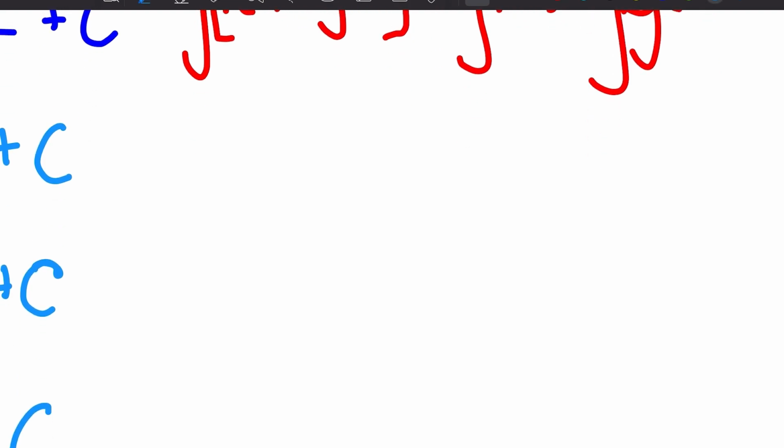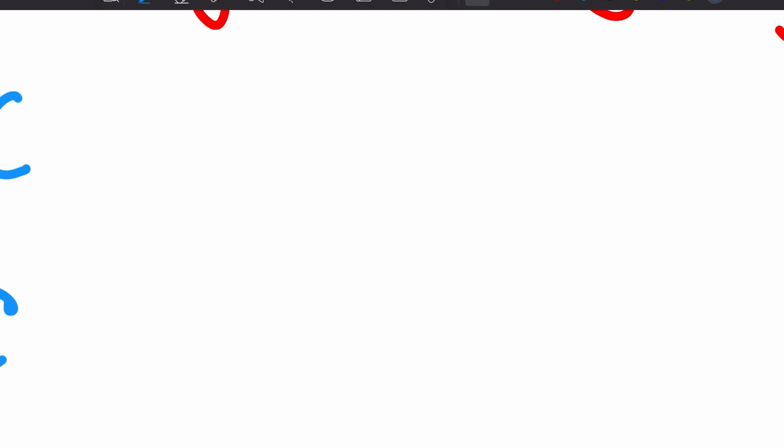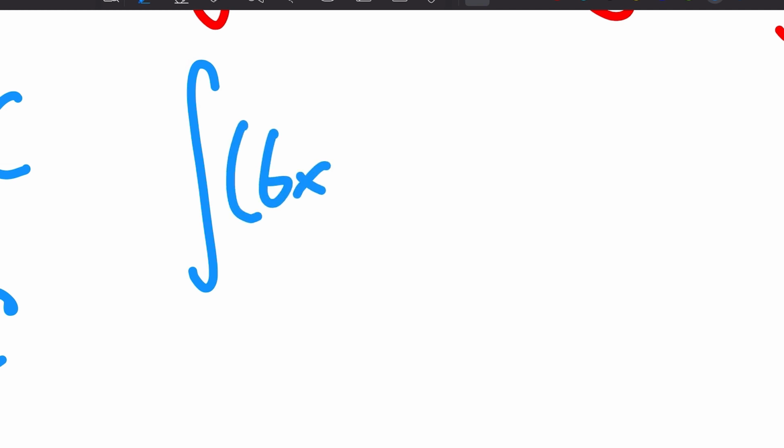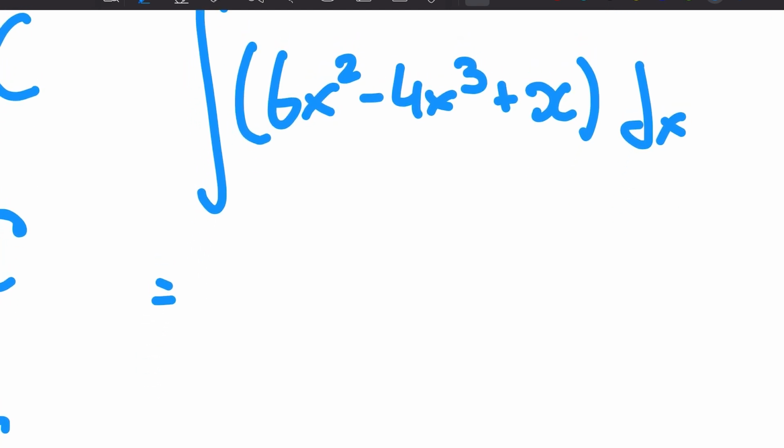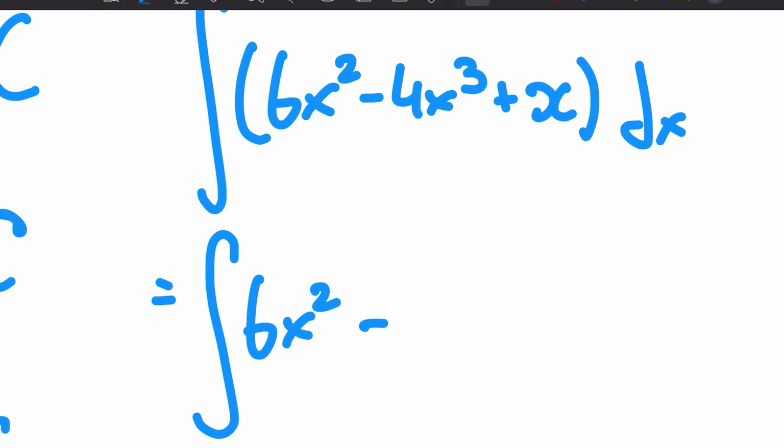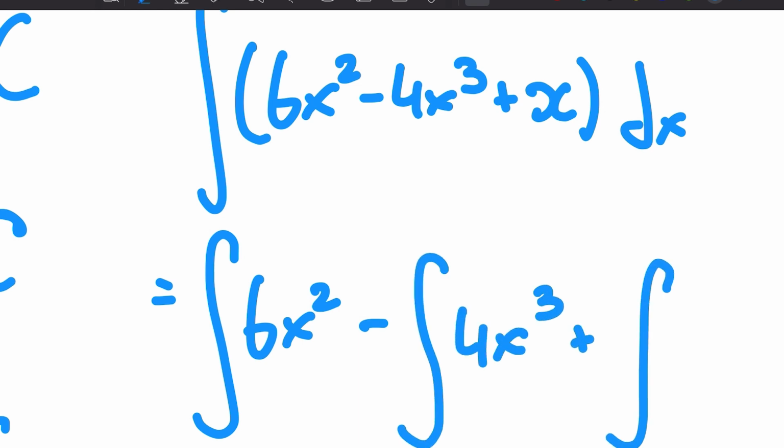Let's continue. I'm going to ask you right now to integrate something a little bit more challenging. Not really challenging at all, but you should be able to do it. Find the integral of 6x squared minus 4x cubed plus x with respect to x. So what would this be equal to? Remember, we can break it out. Something else you need to understand is we can break constants out. So this is going to be equal to the integral of 6x squared minus the integral of 4x cubed plus the integral of x.